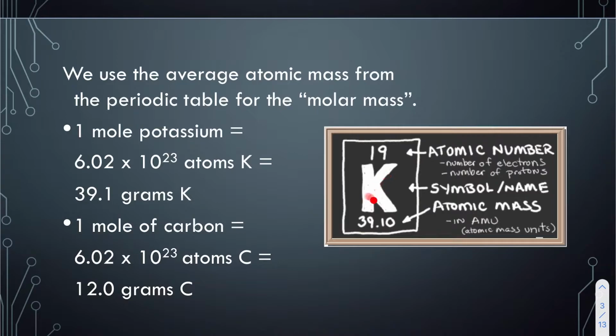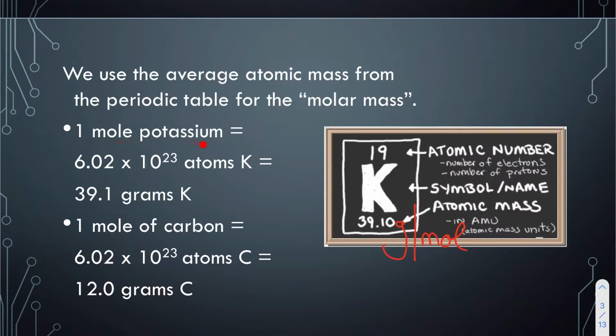You'll see the element symbol. Sometimes the name is written under it. We have the atomic number, but this number we're worried about right now. This is the atomic mass, and that atomic mass is in either AMUs, or atomic mass units, or in this chapter, we can think about it as being in grams per mole.